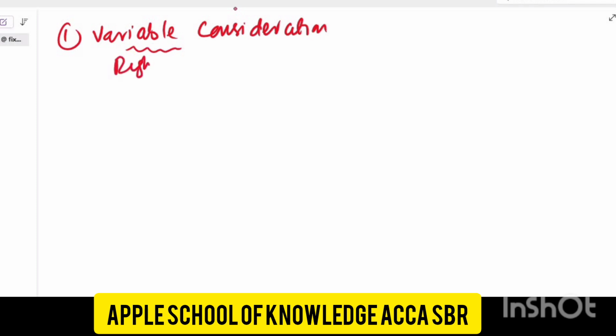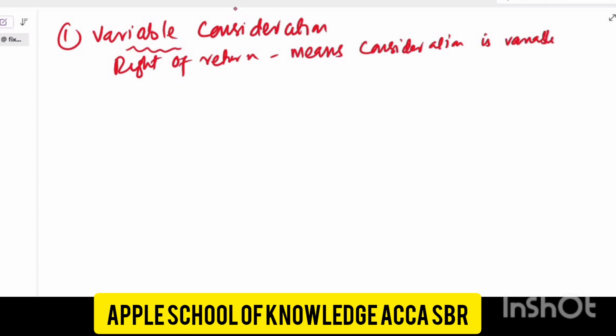Okay, the first one is variable consideration. There is a return option, so this means variable consideration. There's a right of return, so the consideration is variable.